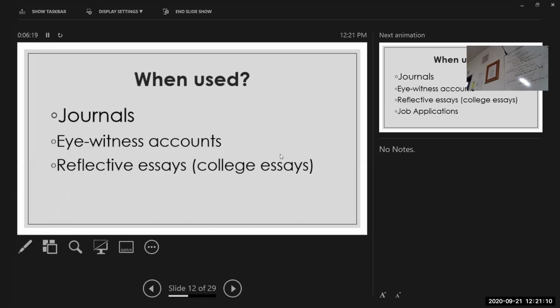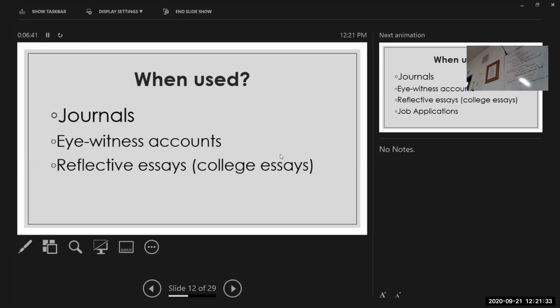So reflective essays. Here's another example of when you use autobiographical narratives. On college essays, they will ask you, tell me about a time you... It could be, tell me about a challenge you experienced in your life and how you overcame it. Tell me about a happy experience. Those are all going to be autobiographical narratives, okay?